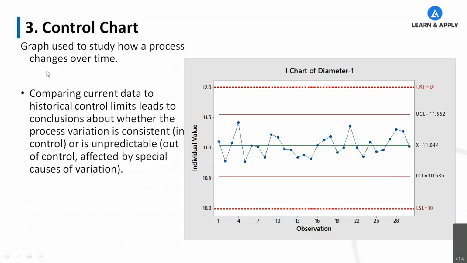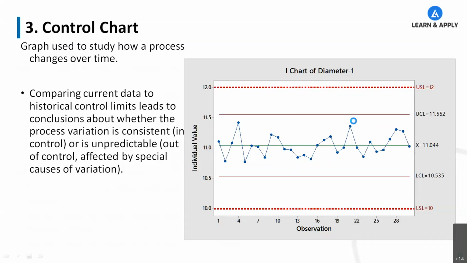control limit. So it also gives a very promising tool for comparing current data to the historical control limits, and that leads to the conclusions whether process variation is consistent or not, or it has gone unpredictable, or are there any special effects or special causes that are bringing these observations beyond this control limit. So that we can get easily by observing this control chart.